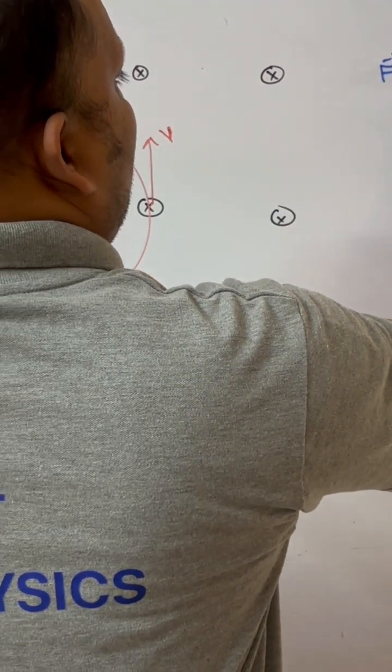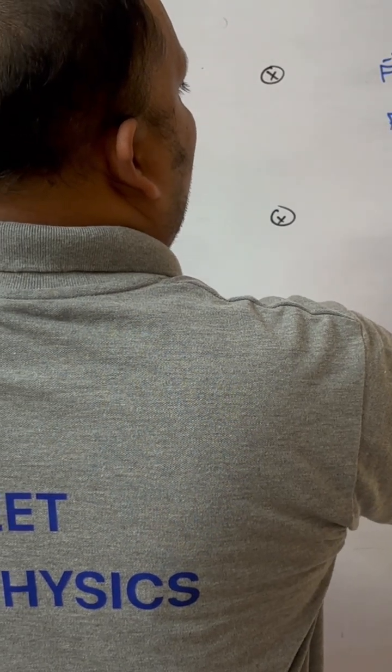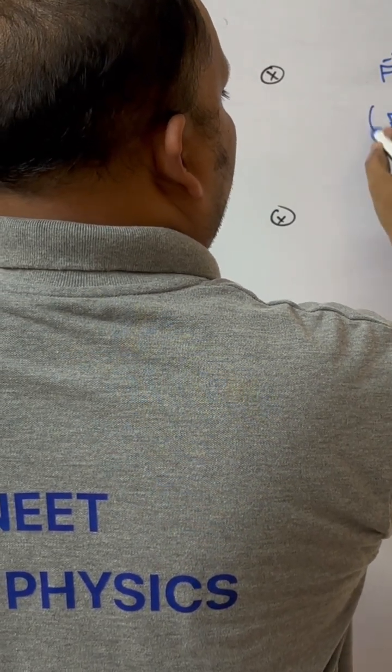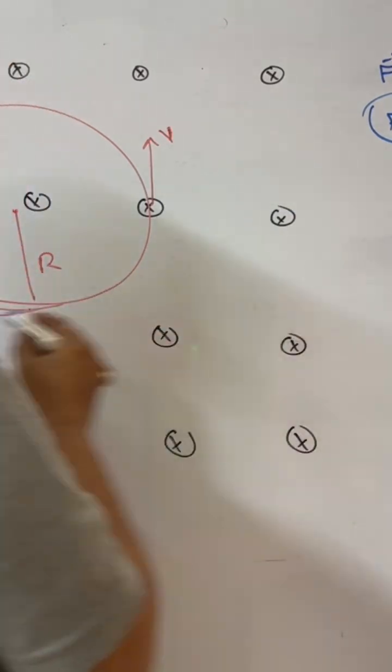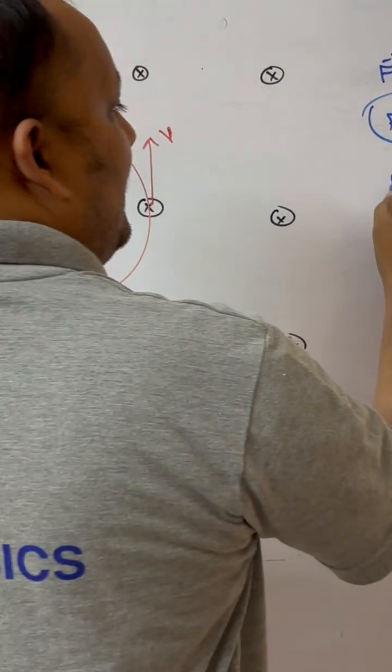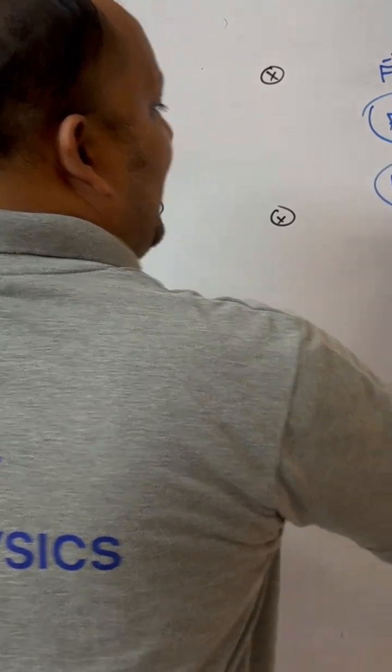F bar is equal to Q into V bar cross B bar. So F is equal to QVB sin theta. Now, what is the angle between V and B? We said here it is 90 degrees. Therefore, F is equal to QVB. This is the maximum force.